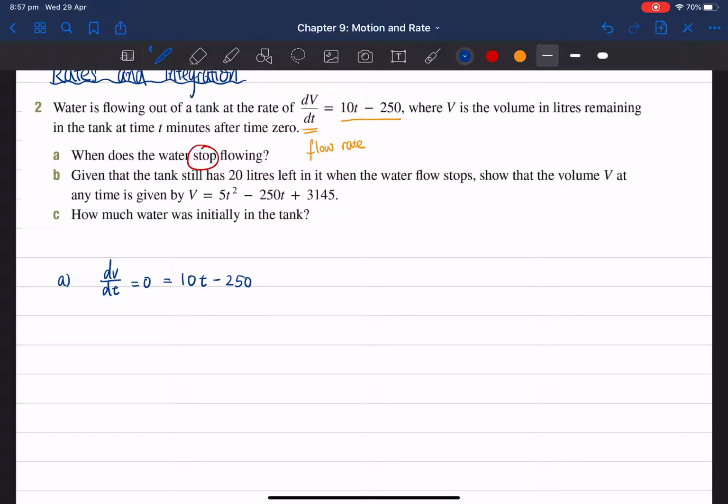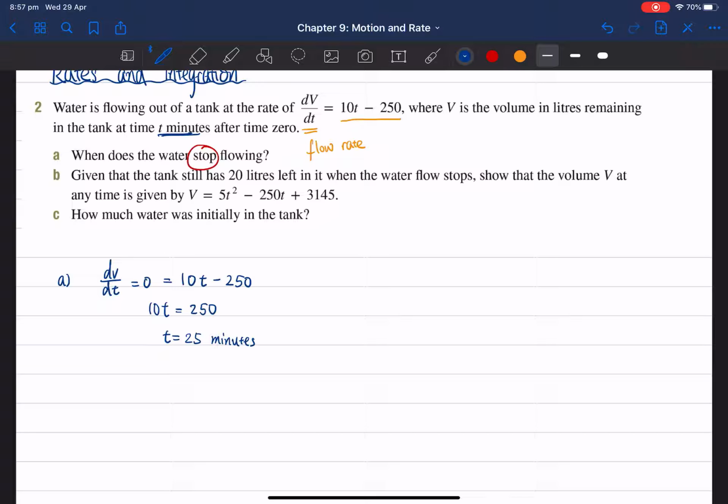And then all you have to do now is simply solve the equation. So 10t is equal to 250, t is equal to 25. And then let's have a look at the unit. The unit is minute, so 25 minutes later. Alright, so the first one, straightforward, very easy.